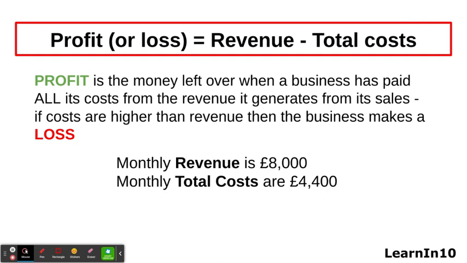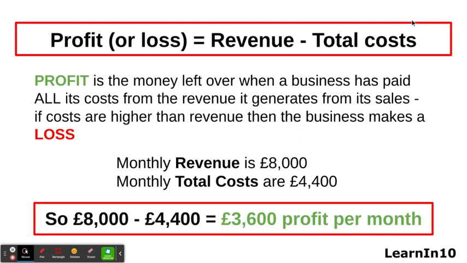Our revenue is £8,000. Our costs are £4,400, giving us a profit of £3,600 per month. If the costs of operating that van were any more than £8,000 a month, then whatever that was, we would have made a loss for that month. So if costs are greater than revenue, the business will make a loss.